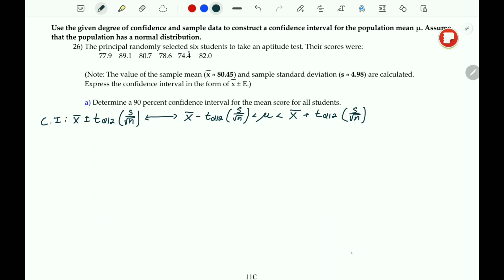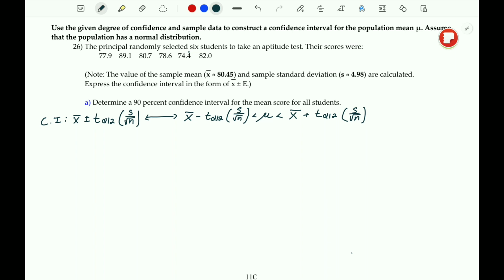And it says, note, the value of the sample mean is approximately 80.45, and the sample standard deviation is approximately 4.98. They were calculated for us already. At the bottom of this PDF, I will have the solutions, or rather the steps that I will take to show that the mean is 80.45 and the standard deviation is 4.98. So you can feel free to read it just in case you're asked to show those steps on your exam. I'll also show you guys how to do the mean and the standard deviation in a TI-83, TI-84 calculator.